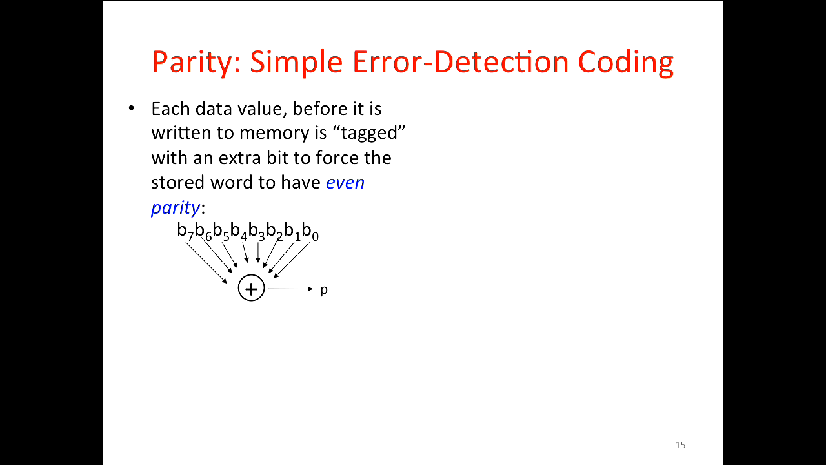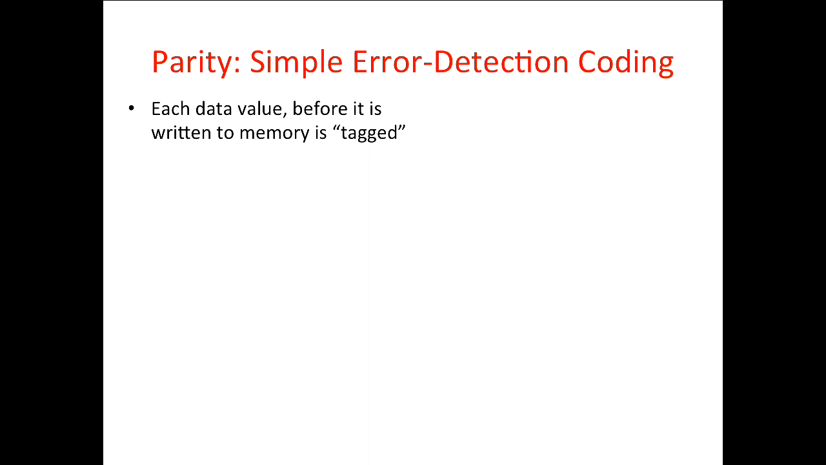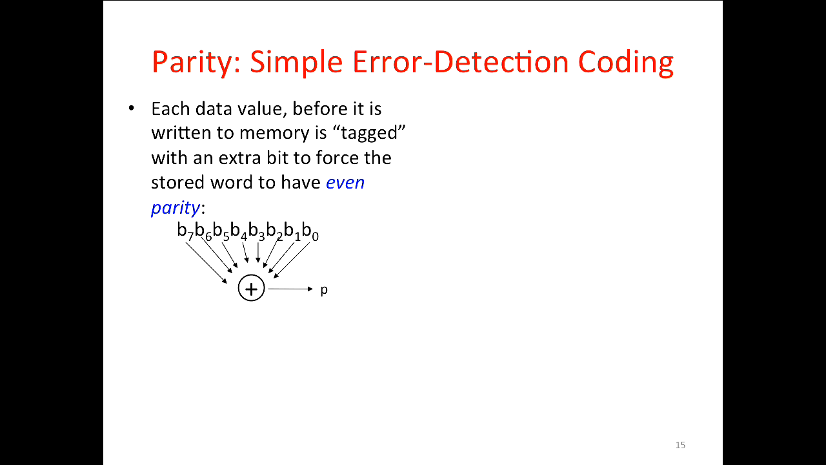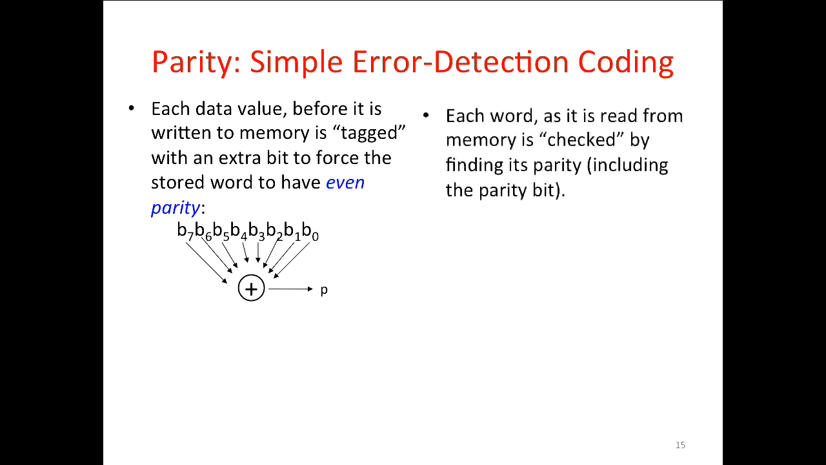Even parity is when you want the whole word to have a parity of 0. So you XOR all the bits together, then you add the extra bit in, and you choose that bit to make the total parity 0. Then when you read the word back, you XOR all these bits together, including the parity bit, and you check to see if it matches the way you set it.